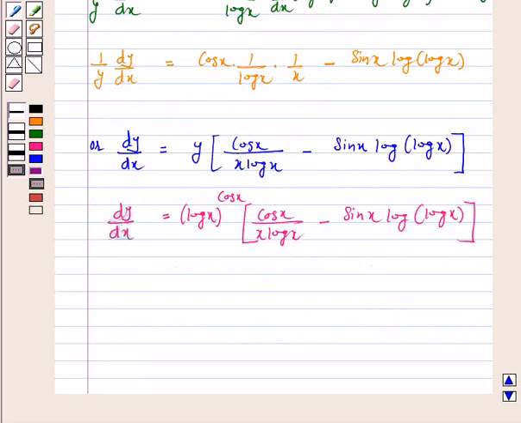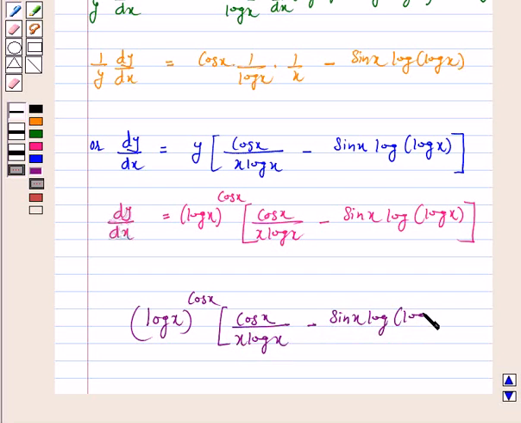Hence the differentiation of the above function is log x raised to power cos x into cos x upon x log x minus sin x log of log x. So this is our answer.